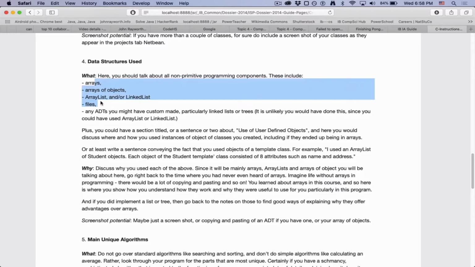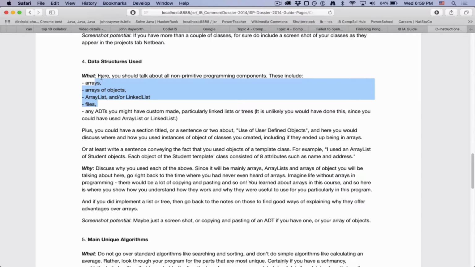You probably didn't use trees. You might have used files. A bunch of you used files. Files would count here as well. I'm not even sure that it's written anywhere here. But basically, again, most of you will have similar write-ups here that you used arrays or you used lists. And if you used lists, if you used queues or stacks, then you can talk about them as well.